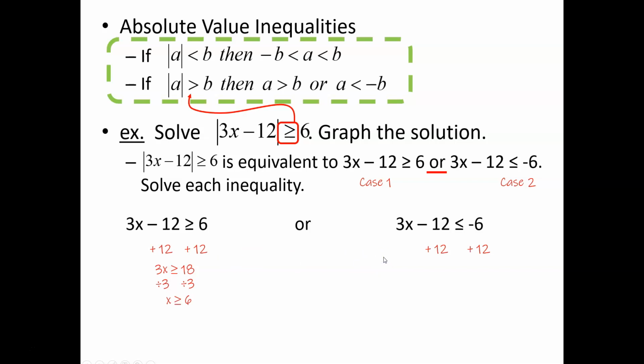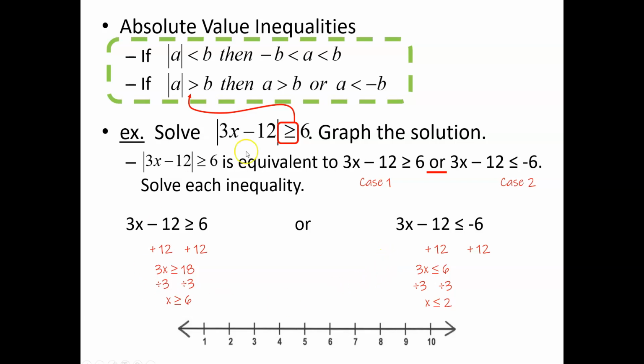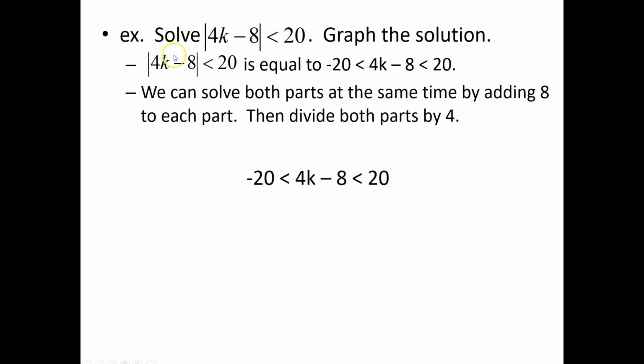Then we look at the other side. We add 12 to both sides. We get 3x is less than or equal to 6. Divide by 3. We get x is less than or equal to 2. Okay? So then we're going to graph our solution. So we have a closed circle on 6, and it's the numbers greater than or equal, so it goes this way. Then we have to find 2, and we put a closed circle on 2, and it's going the other direction.